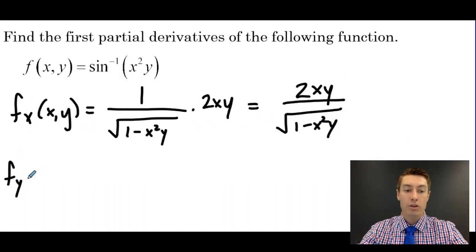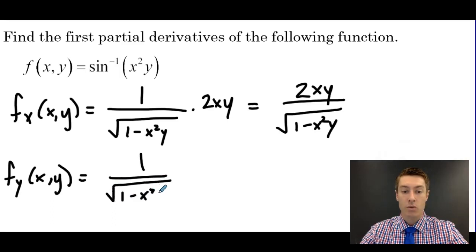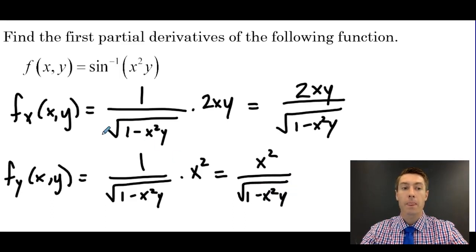And then we can find the partial of f with respect to y. So again, derivative of the outer function is 1 over the square root of 1 minus x squared y. And then the derivative of the inside with respect to y now is x squared. So we have x squared over the square root of 1 minus x squared y.